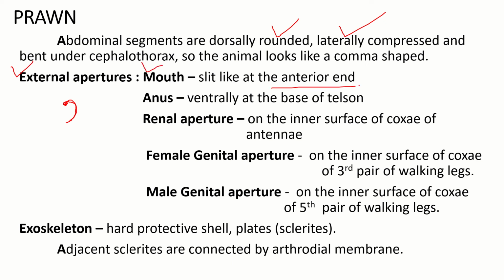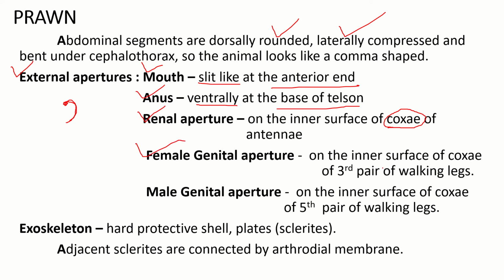The mouth is present at the anterior end. This is a slit-like opening. The anus is found ventrally at the base of the telson. Renal apertures are on the inner surface of the coxa, that is, the base of the antennae.